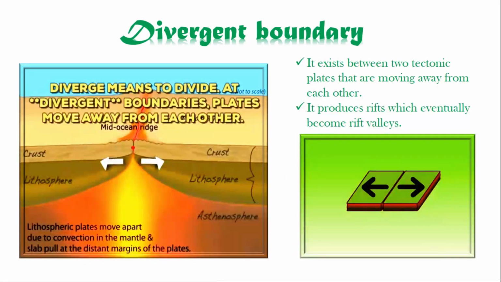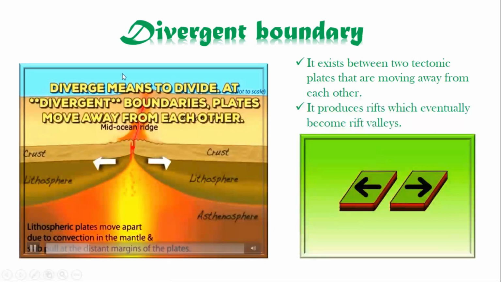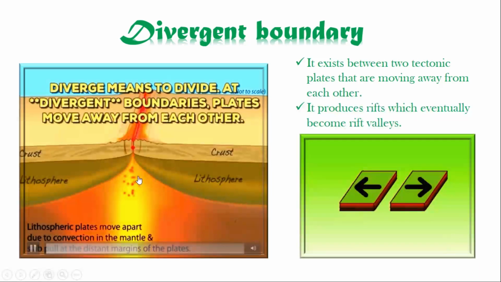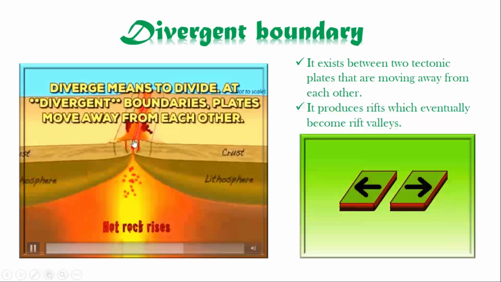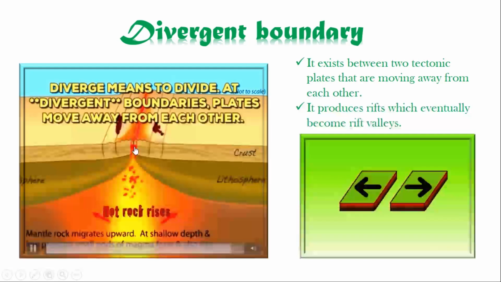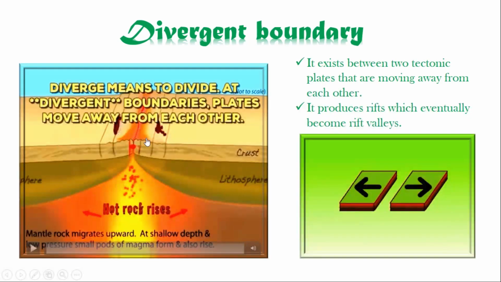Next, we move to divergent boundary. It exists between two tectonic plates that are moving away from each other. See, it produces rifts which eventually become rift valleys. When the plates move apart, either water or magma fills the space. If it is magma, when it has cooled, it then creates a new plate which then creates new land.